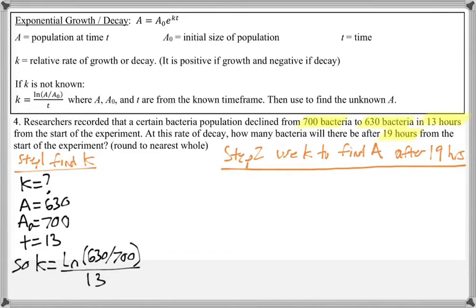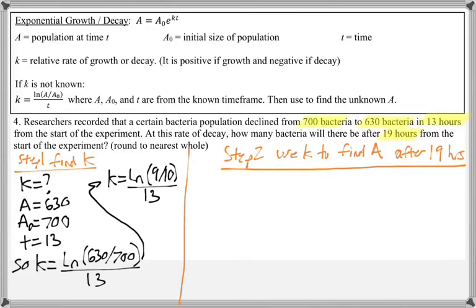And if we can reduce that 630 over 700, we should try. So that equals 9 over 10. So I'm going to move this up here, and K is equal to ln of 9 over 10 all over 13. So now I want to use K to find A after 19 hours.